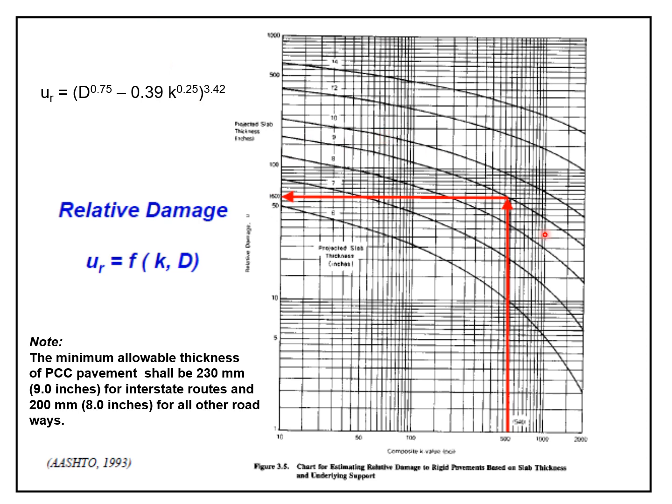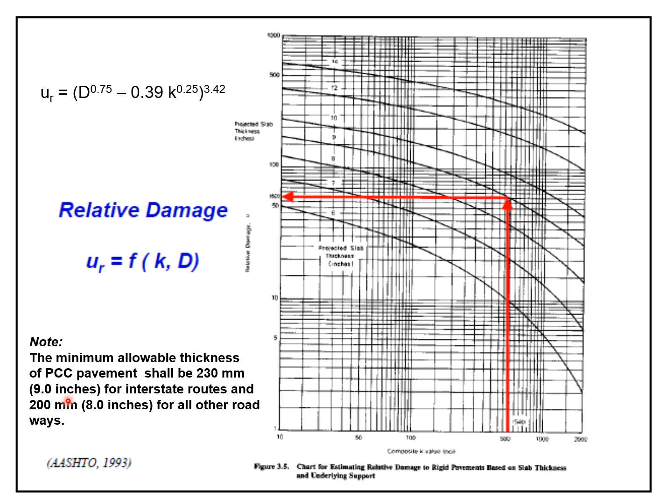relative damage. And there is one important note written: the minimum allowable thickness of PCC pavement shall be 230 mm, 9 inches, for interstate routes and 200 mm, that is 8 inches, for all other roadways. So simply you can say that for interstate routes 9 inches is the minimum thickness of the concrete slab.